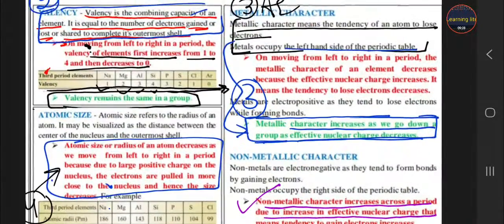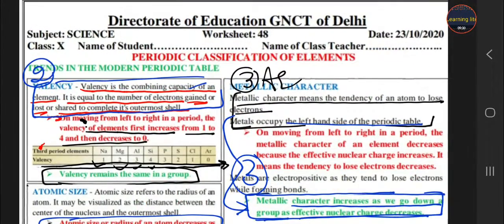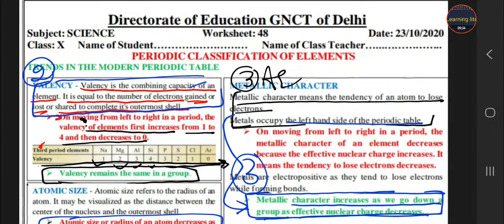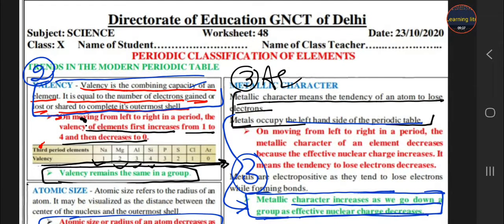I think this worksheet is clear to you. Today we learned about the trends of the modern periodic table, about valency, about the size of the atom, and metallic and non-metallic character.